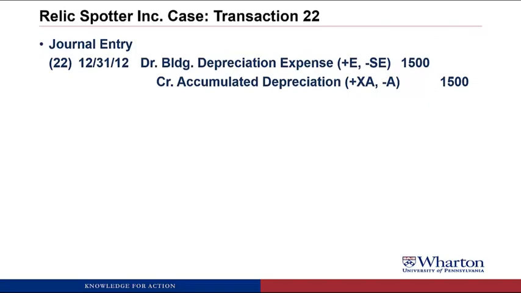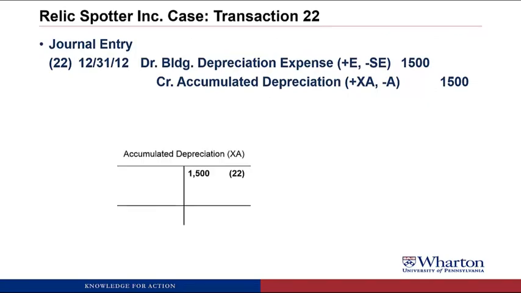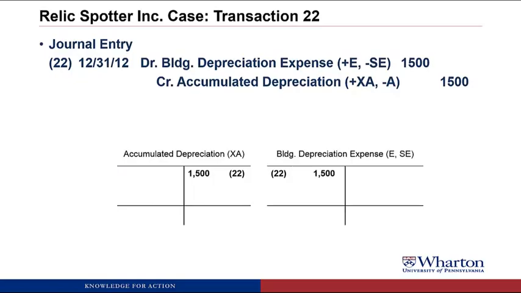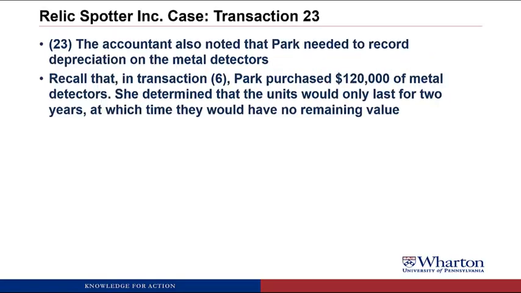We post this journal entry to T accounts. We create a T account for accumulated depreciation as a contra asset, it has a credit balance, and then a T account for building depreciation expense.